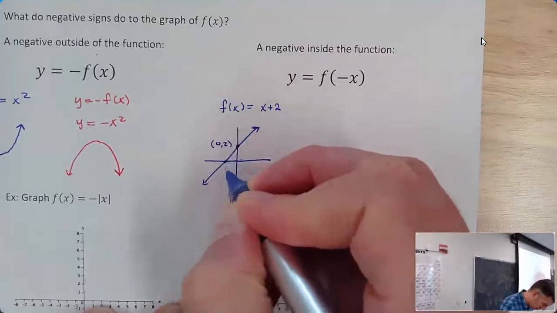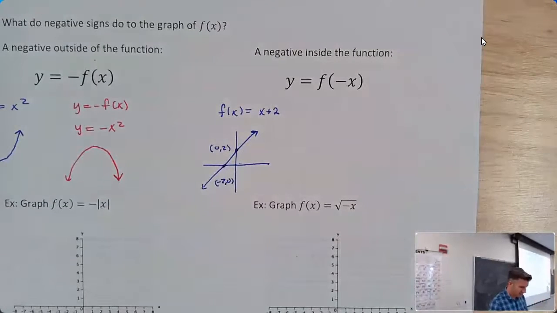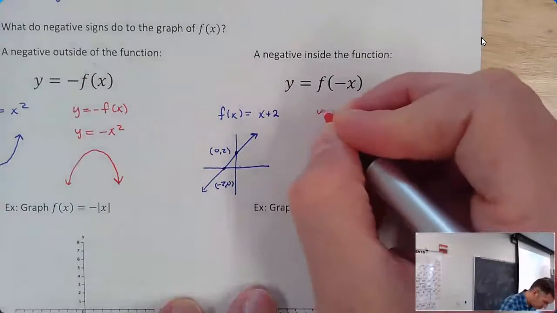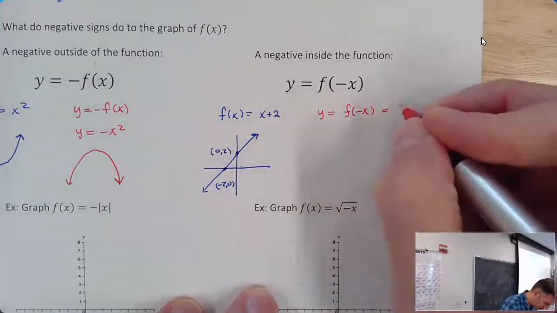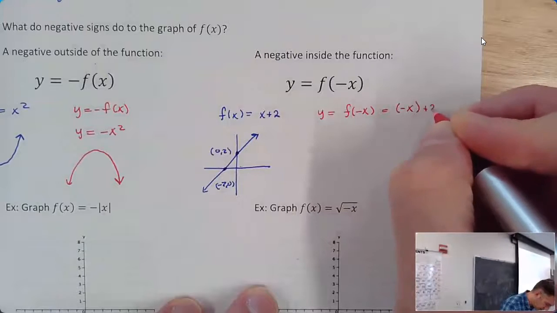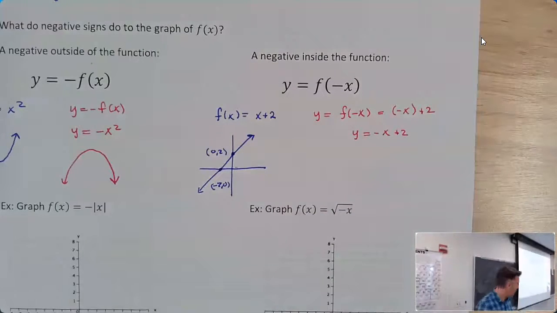Label my points there. Whereas if I put the negative on the inside, check this out. Y equal to f of negative x is going to be negative x plus 2. It's going to have the same y-intercept, but now it's going to be a downward line from left to right.